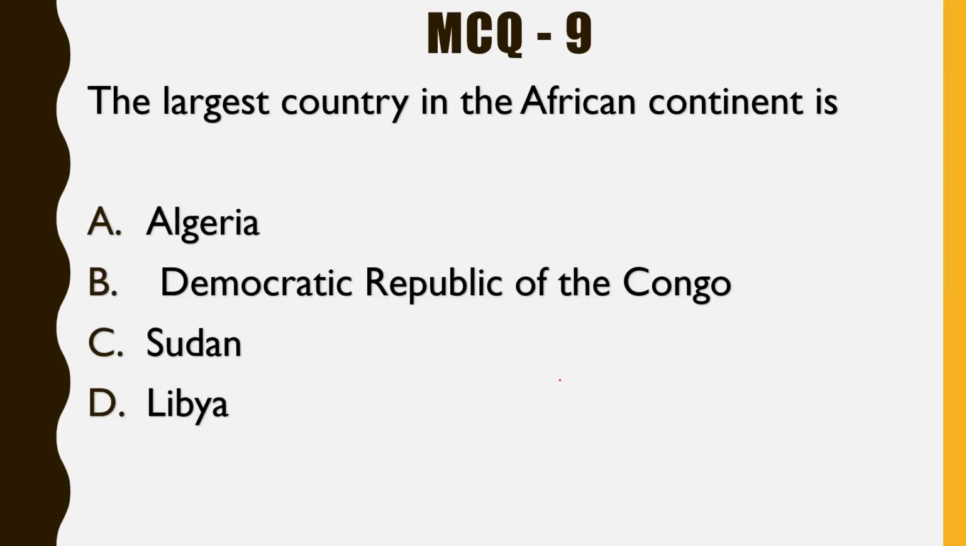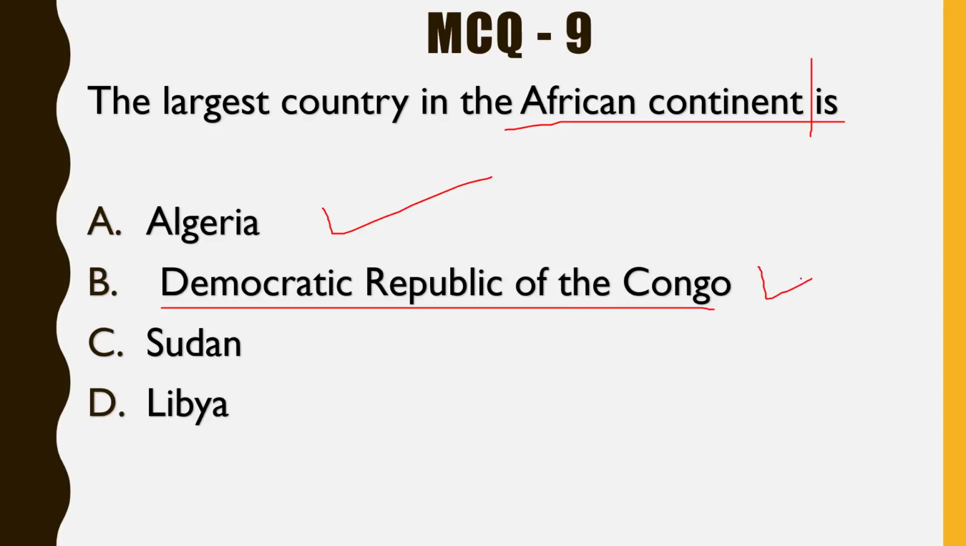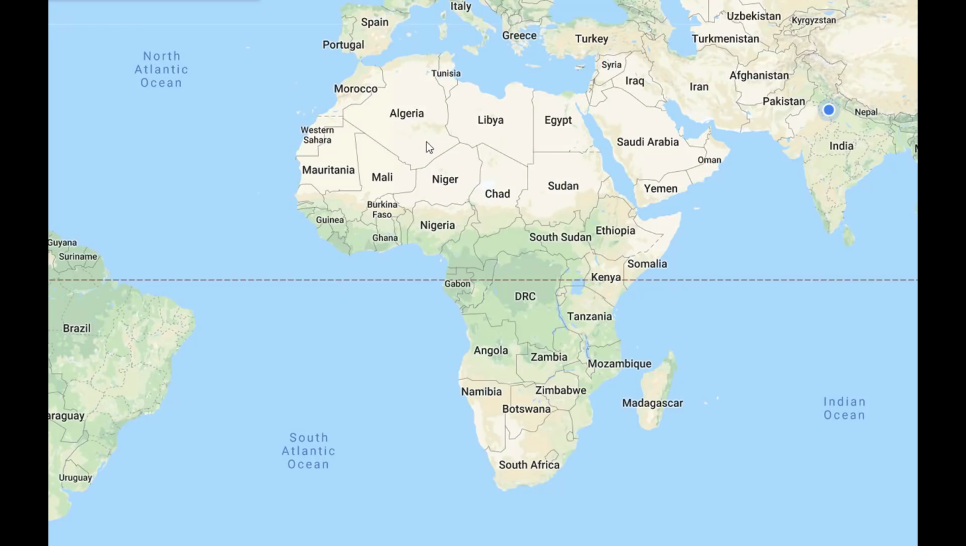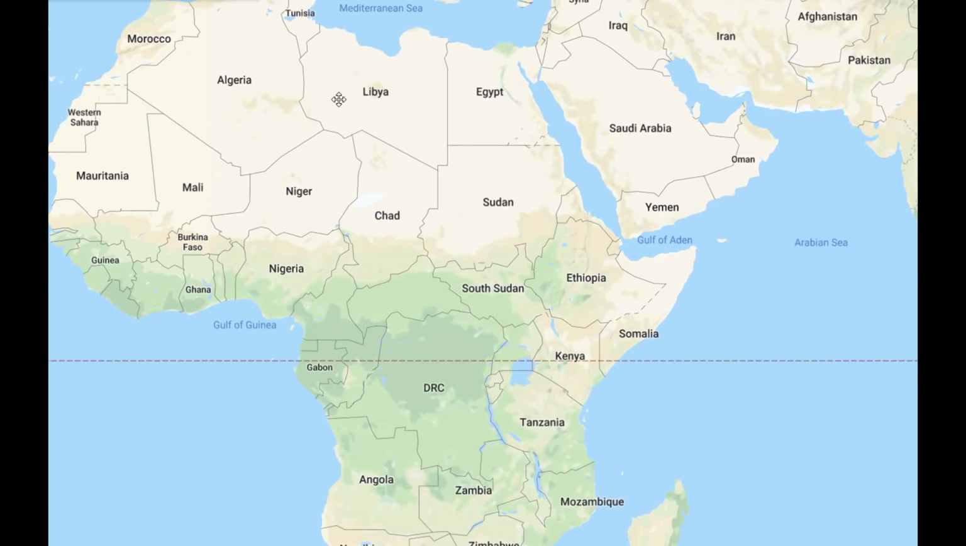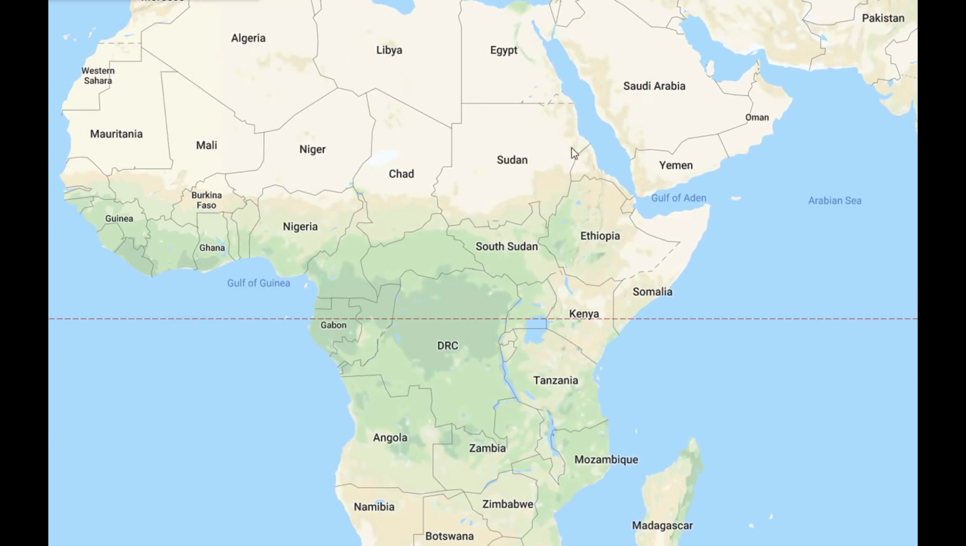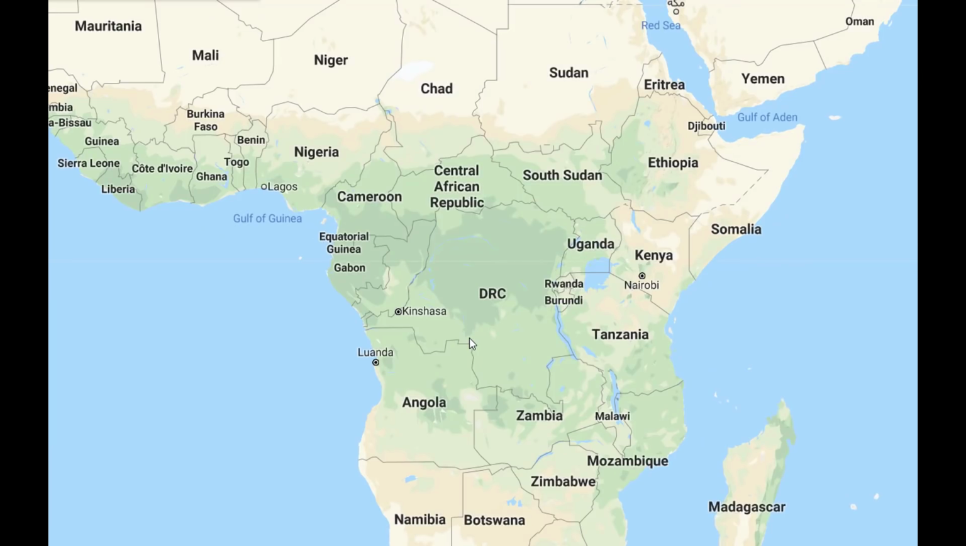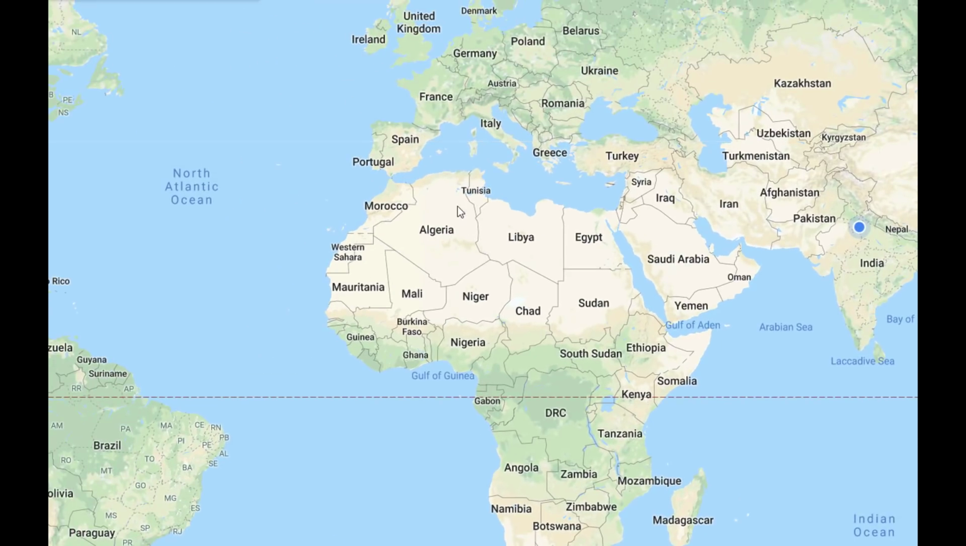Moving on. The next question is the largest country in the African continent is, our options are Algeria, Democratic Republic of Congo, Sudan and Libya. So let's have a look at the map. So as you can see, this is the African continent. This is the enormous country of Algeria. Near it is Libya. Then we have Sudan. And in the middle of Africa is the Democratic Republic of Congo. Our answer right here is Algeria. Algeria is the largest country in Africa by far.